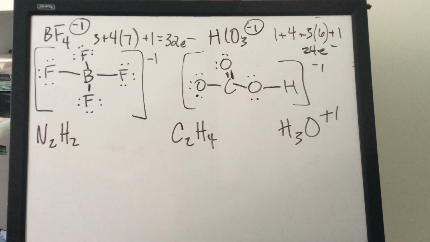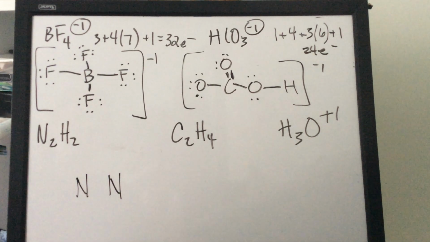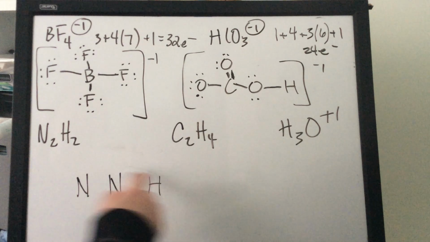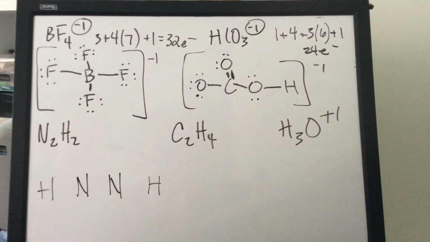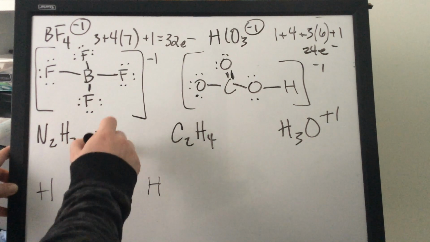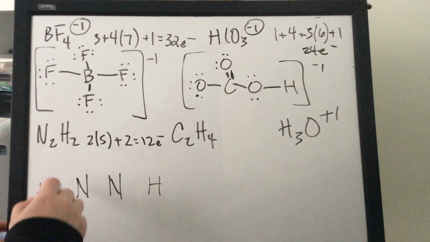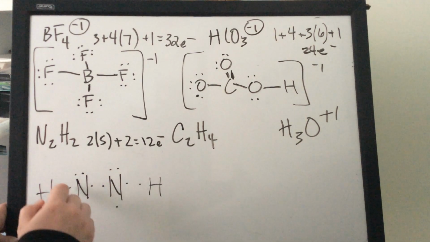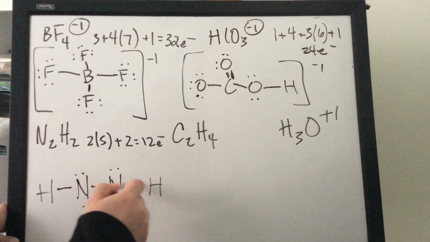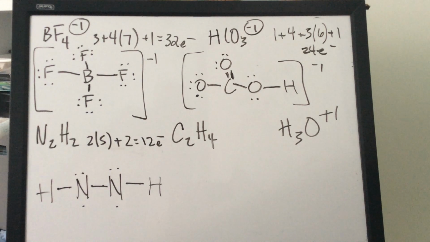N2H2, we talked about that the H's can never be in the middle, so the N's are going to have to kind of share the middle, since it's a little bit different, and the H's are going to connect to the nitrogens. 2 nitrogens, each bringing me 5, plus 2 hydrogens gives me a total of 12 electrons. So 1, 2, 3, 4, 5, 1, 2, 3, 4, 5, 1 and 1, single, single, single. H's are good, N's are not.